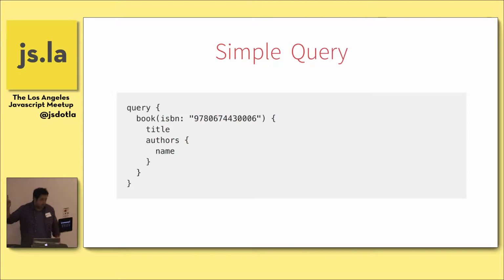So here's a simple query. GraphQL looks like JSON, right? I'm making a query for a book with the ISBN of a certain number. And I'm going to request that I get a title, and I'm going to get some type of authors field with names. This is a GraphQL query. It's very simple. It's not magic. It's not crazy. But what it does is very powerful.